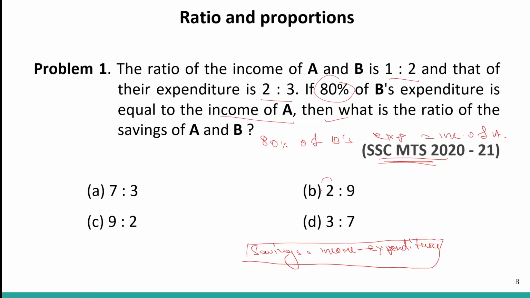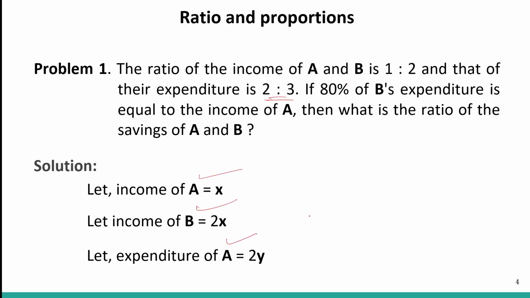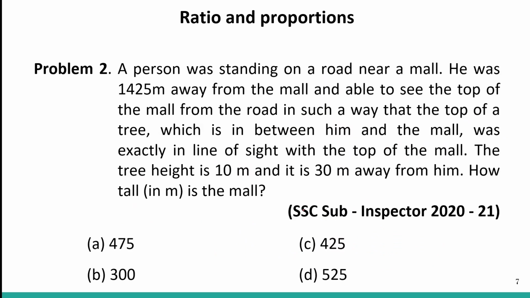Be careful here. There is also an option 9:2. Since it has asked for the ratio of the savings of A and B, 2:9 is the correct answer. So this one is wrong, this one is wrong. Let's proceed with question number 2, or problem number 2.